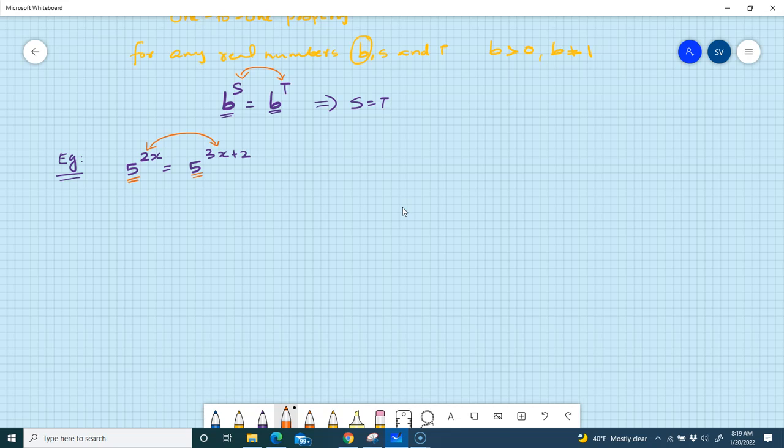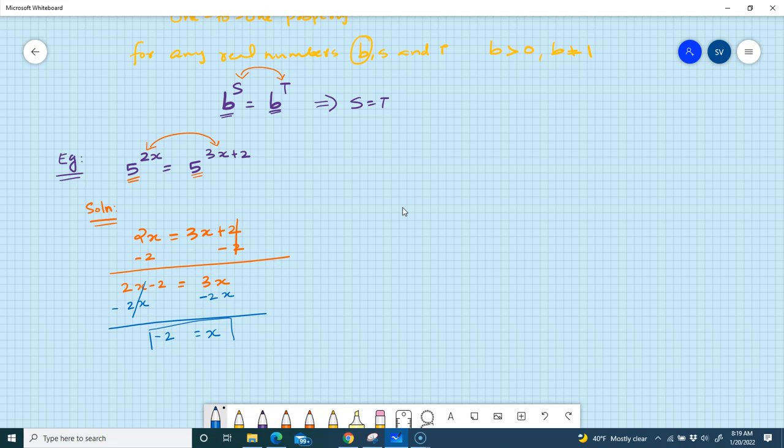So, because of the one-to-one property, 2x is equal to 3x plus 2. Eliminate 2 on both sides, cancelled out. So 3x is equal to 2x minus 2. Subtract 2x on both sides, cancelled out. So negative 2 equals 3x minus 2x, which is x. So we have the solution: x is equal to minus 2.